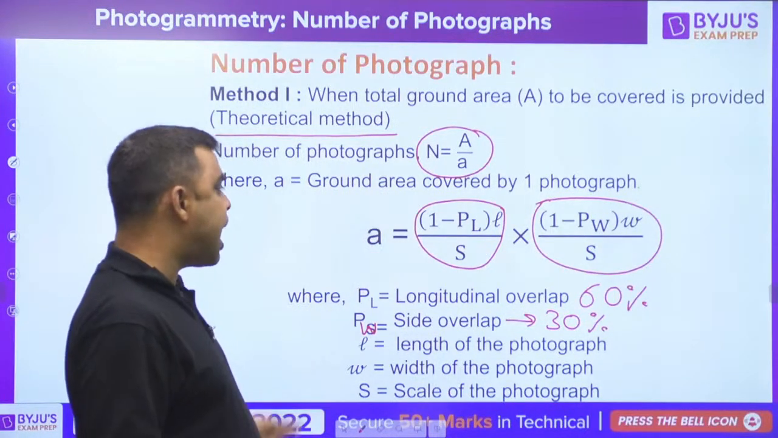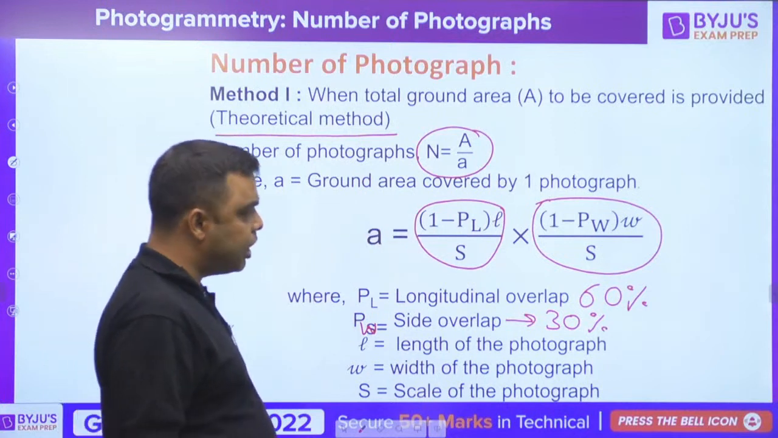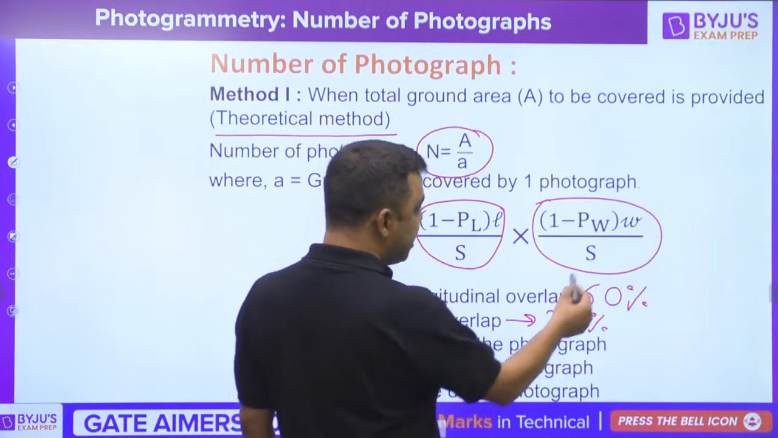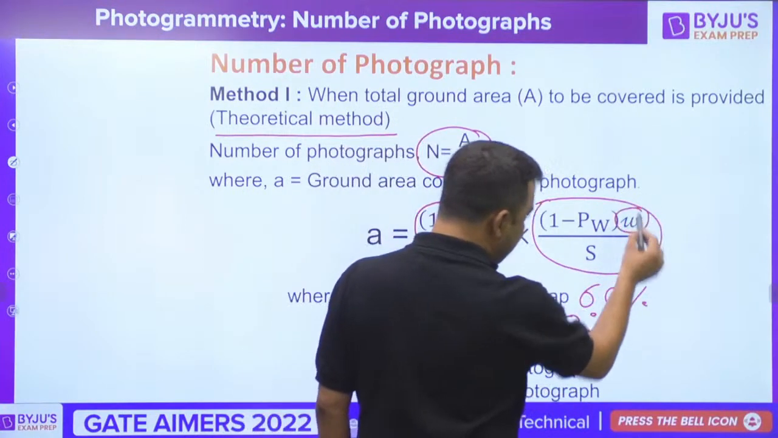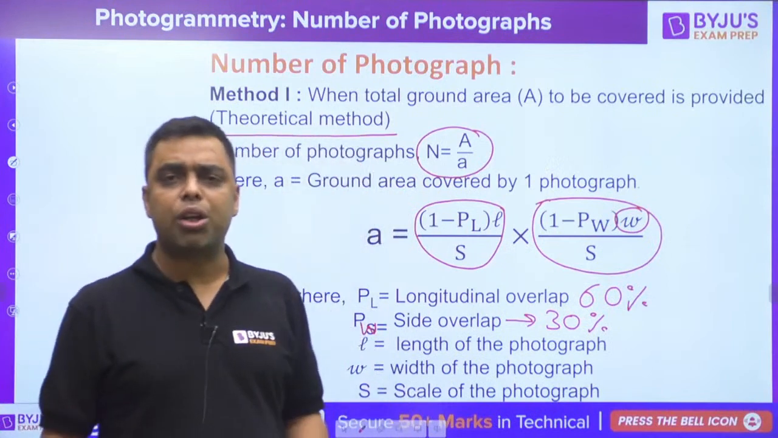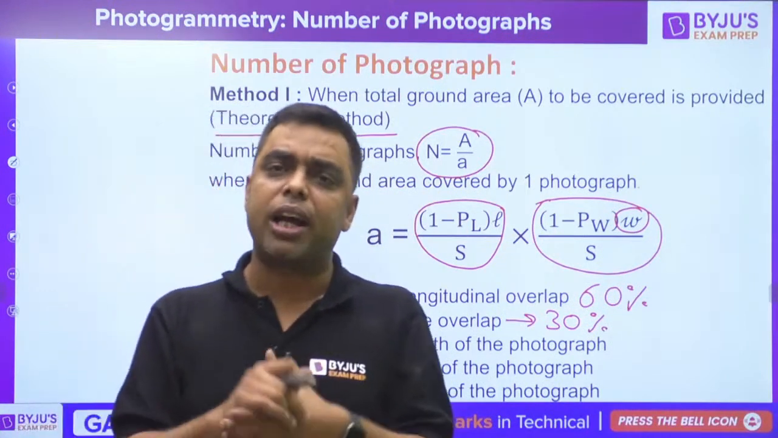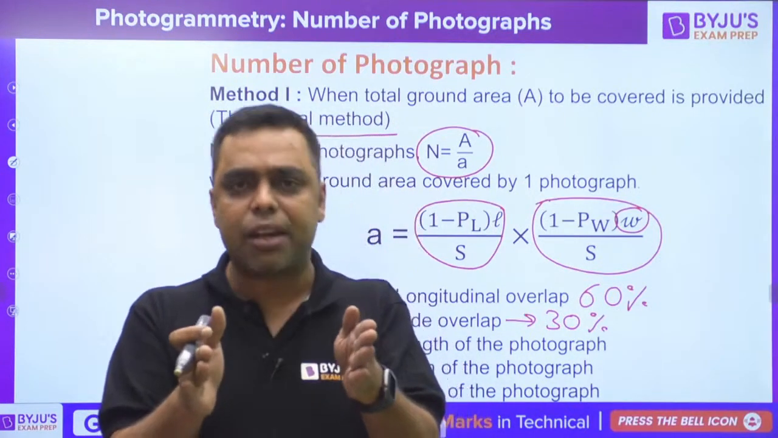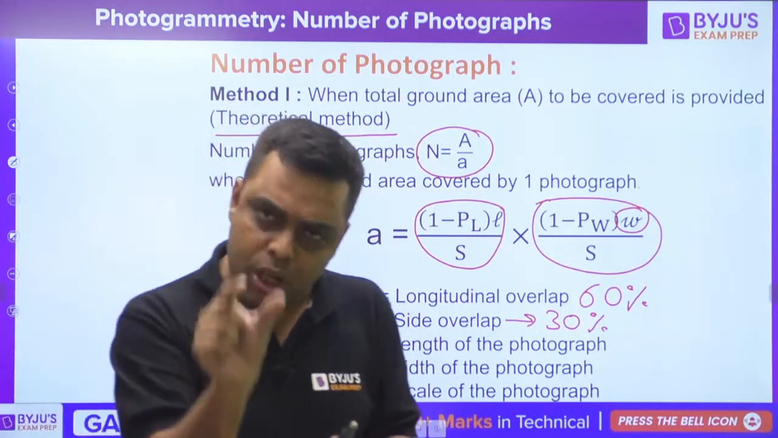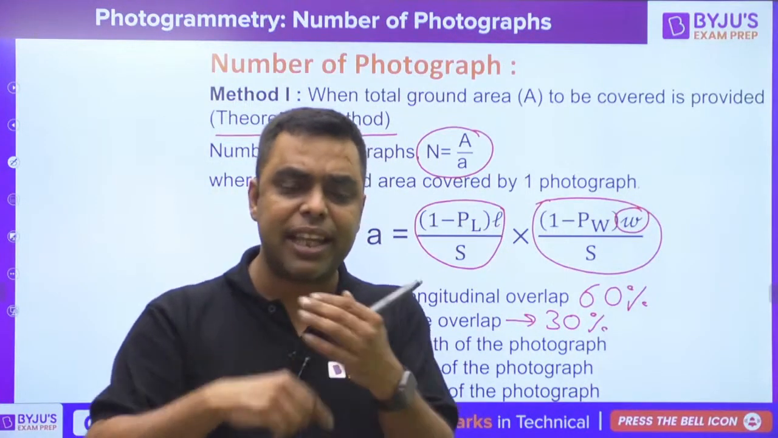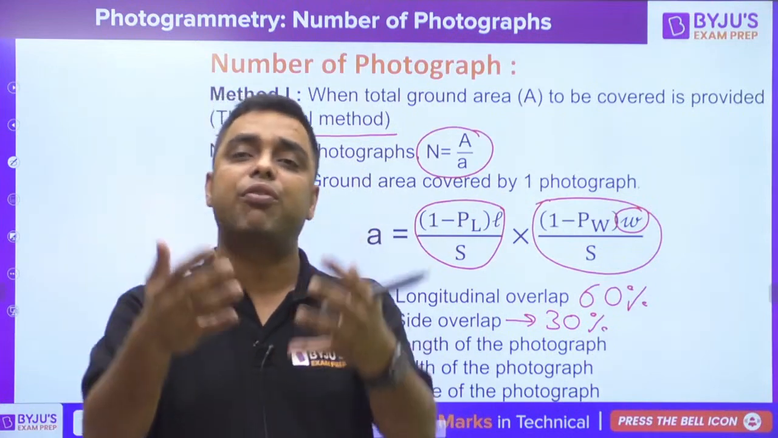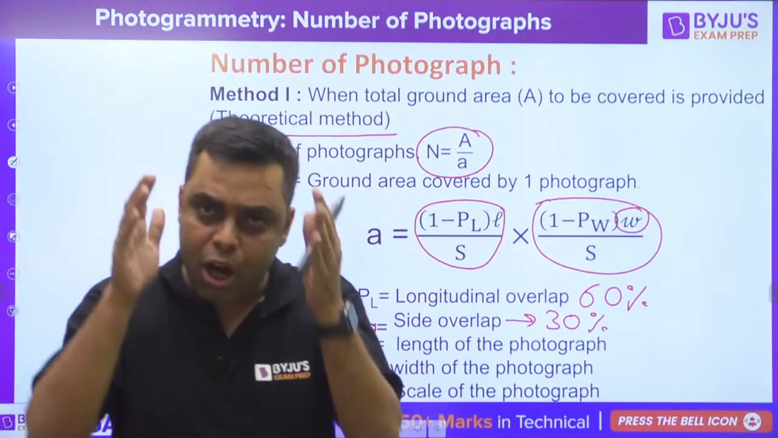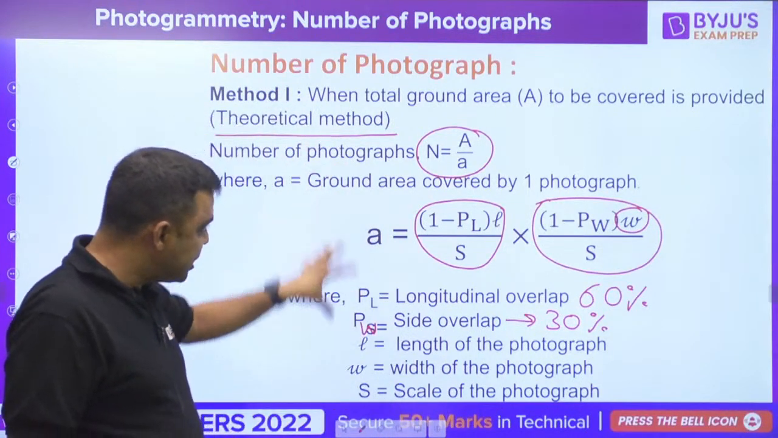So this is one case. We can check over here that this value is nearly 30%, and S is again my scale, and this W is my width of the photograph. So again it will be in terms of centimeters. What we are doing is calculating the length covered on the physical photograph, and then we multiply it by the scale of the photograph, and that gives me the ground length covered by that photograph, or the ground width covered by that photograph. So this is the case, right?